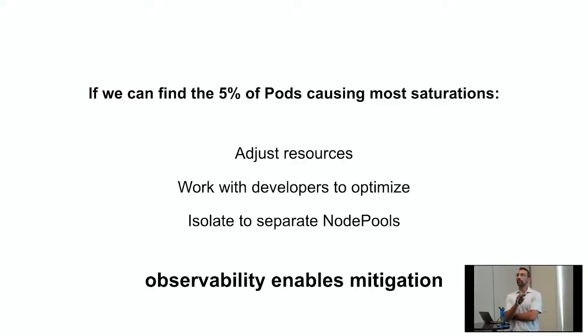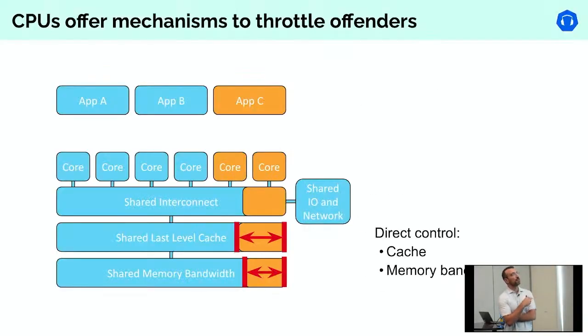And so even if you just have observability, there's a lot you can do to mitigate this type of noisy neighbor. But I'm excited about automatic mitigation, where CPUs today have support to directly limit the amount of cache and memory bandwidth that each application can use. That's awesome, right?